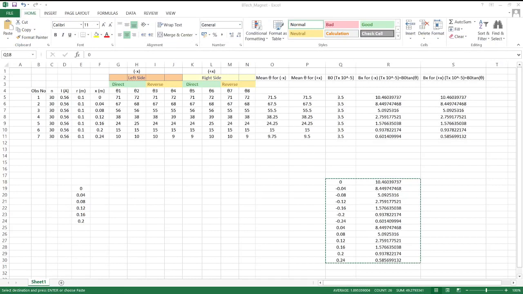Now this data is for the examples. Don't take this data directly from here. You calculate by using the formula, bx equals b0 tan theta. For the theta value for this minus x, we have used this tan theta, and for the plus x, the theta for the plus x value, we have used this theta only.